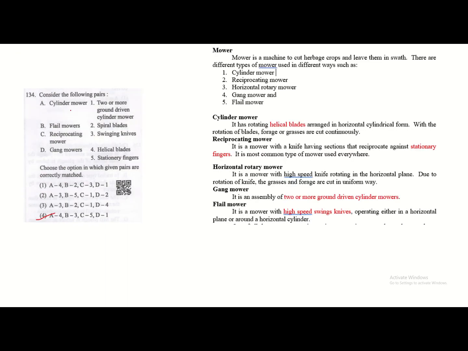Next one is the types of mowers and reapers. We know the mowers and reapers are harvesting equipment. So all types of mower definitions they asked, and what is the purpose. This is a Jagdish Sahai question, a simple direct question they asked, so that we can easily match.